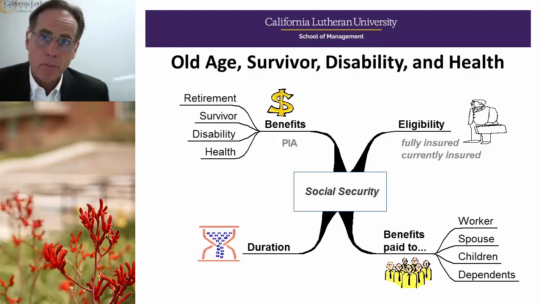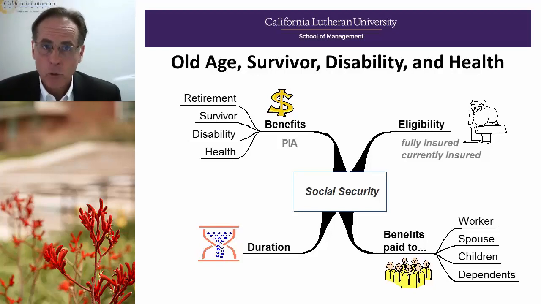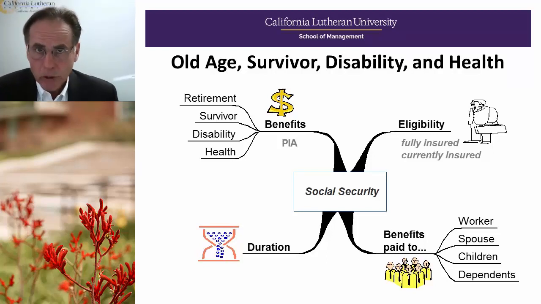When I think about recapping the issues of old age, survivor, and disability and health insurance offered through the Social Security system, I think about who's eligible. Who will the benefits be paid to? How long do those benefits go on? And also, exactly what is the benefit amount and how does that go up and down? You've already taken a look at many of these issues. In this video, what I'll do is recap some of these and also go beyond that.